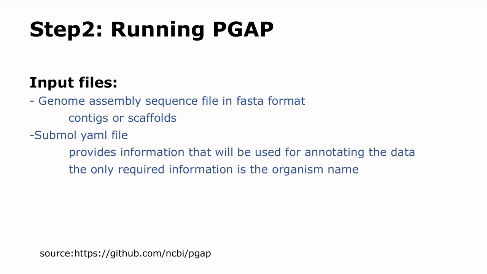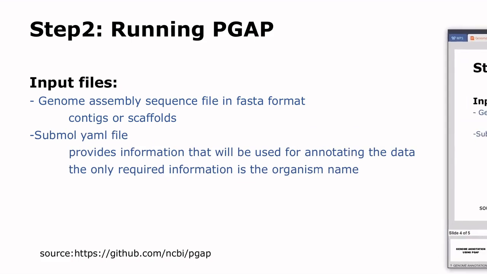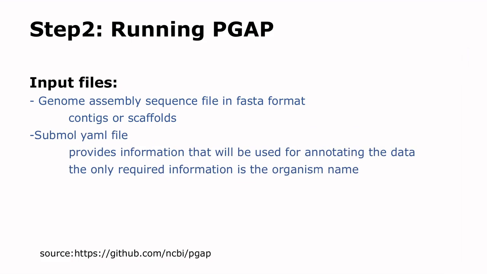In addition, you should have the submol YAML file. This file provides information that will be used for annotating your genome. Now, there is a lot of information you can actually add here, but the only ones that are required by PGAP are the organism name, that is the genus and then the species. Those are the only ones required in the submol YAML file. All the other ones are optional.